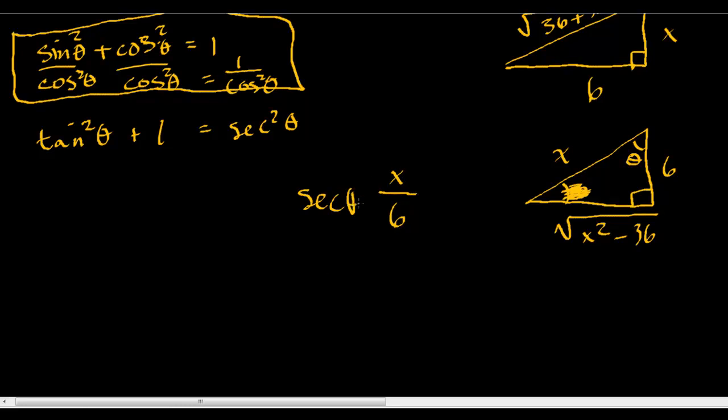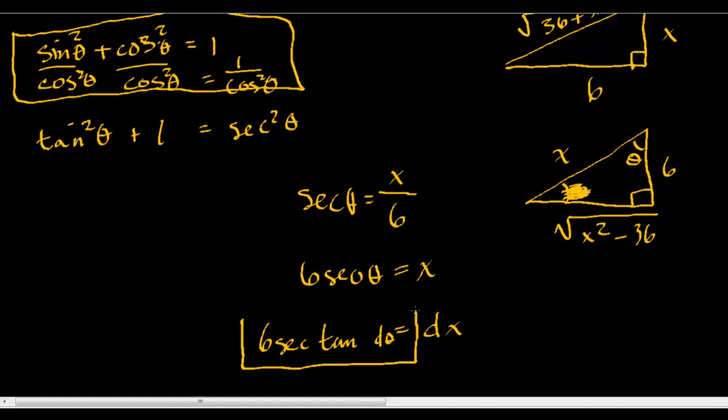So now I can say 6 secant theta is equal to x. There you go. I've got x on one side, I've got the secant on the other side. I could take the derivative and get 6 secant tangent is equal to dx. Oops, and we'll put our d theta there. So now I know that I can take this equation, and wherever I see x, I'll replace it with 6 secant theta, and wherever I see the dx, I'm going to replace it with this. And rewrite the equation in terms of d theta.